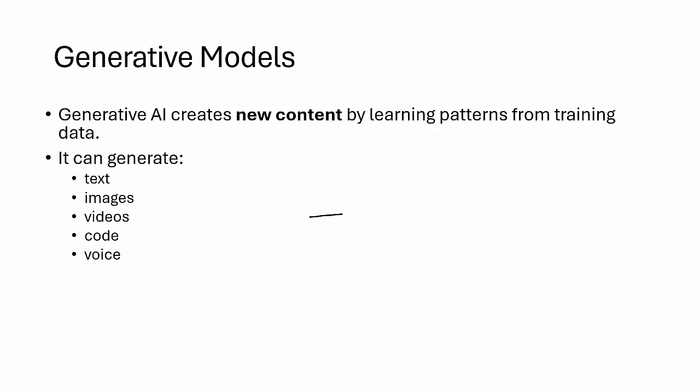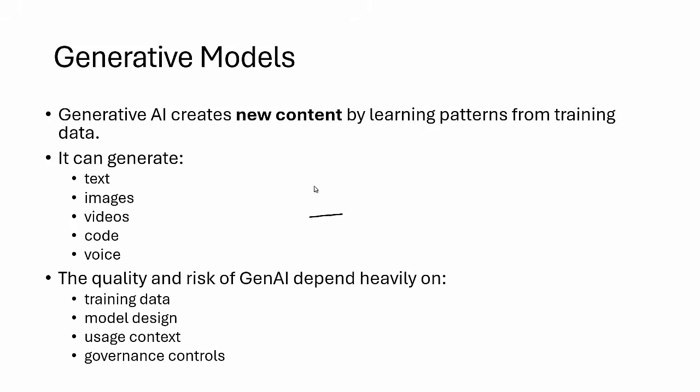Now, one section of deep learning is Gen AI. Everyone knows that, right? We use Gen AI to create new content. It can generate text, images, video, code, and more. But the quality and risk of Gen AI depend heavily on the training data. What data was it trained on? Initially, when ChatGPT was introduced, it was trained on 2016 data, right? So training data is the most important part.